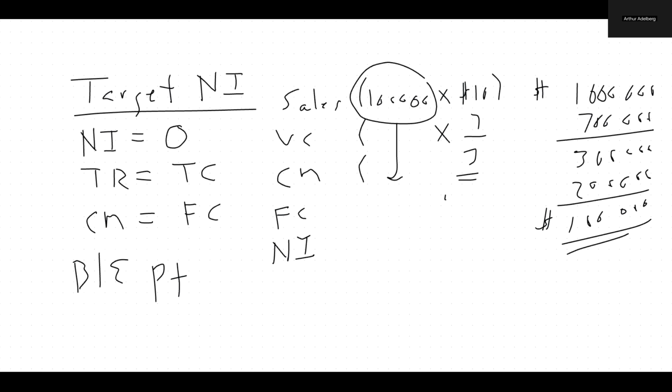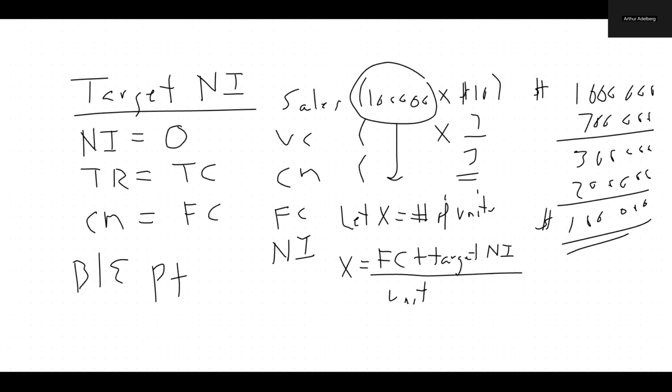And in this case, I'm going to call it the X formula. Let X equal number of units. Then I want my formula. X equals fixed cost plus target net income divided by the unit contribution margin.